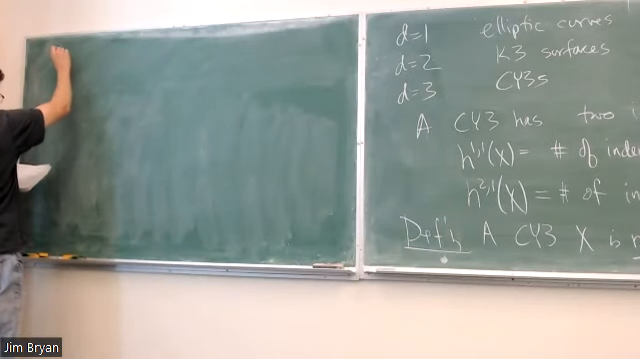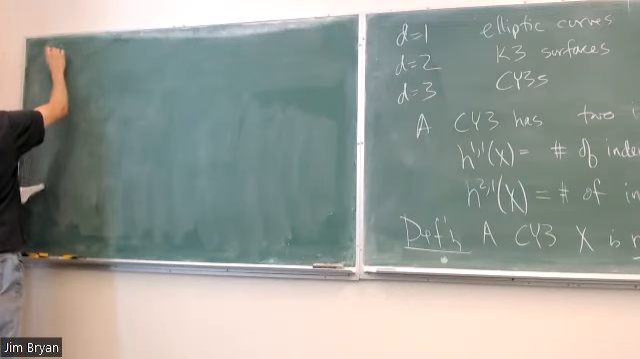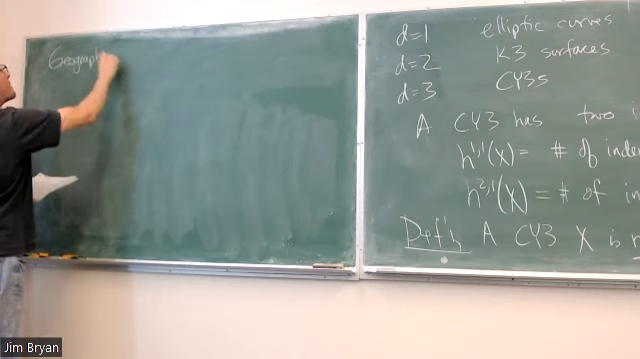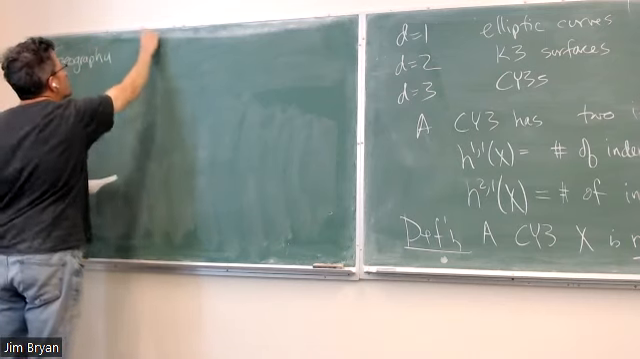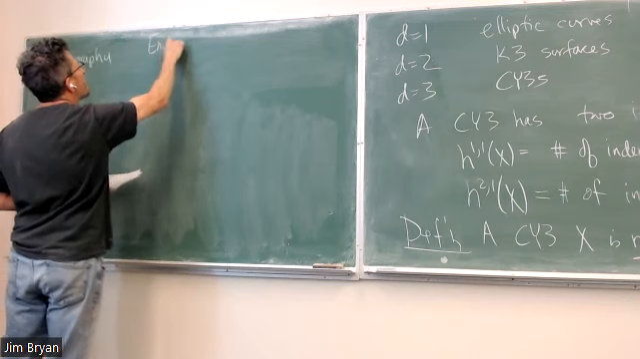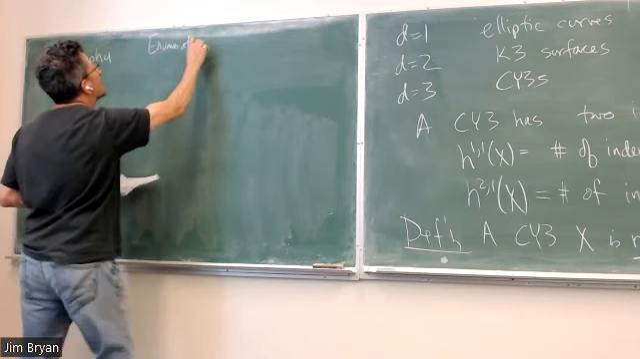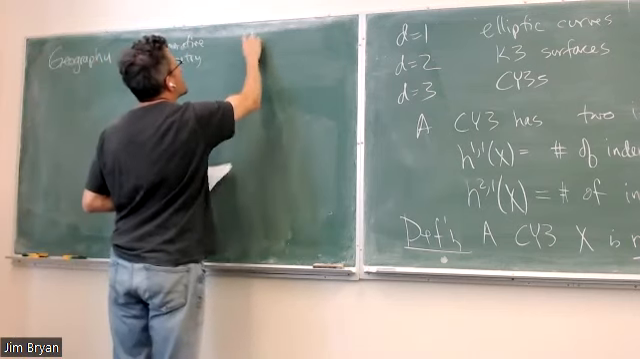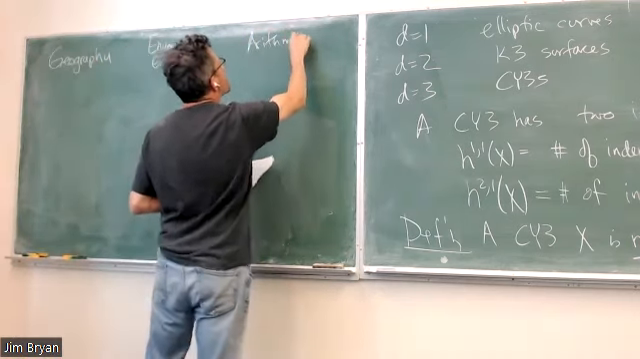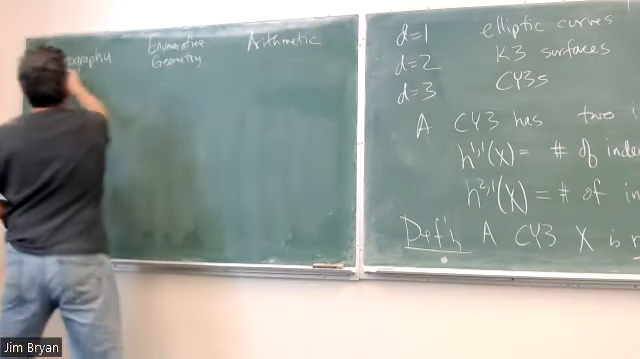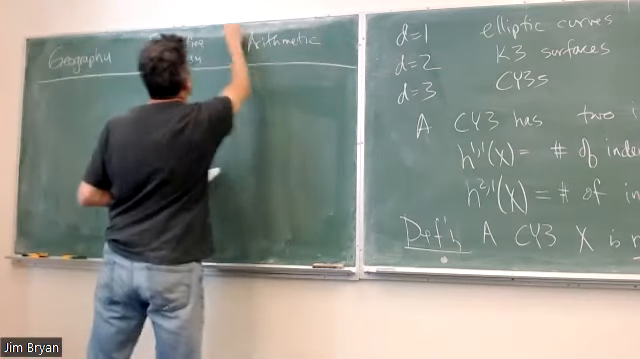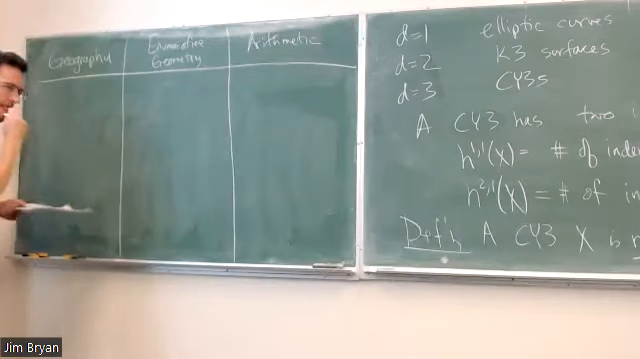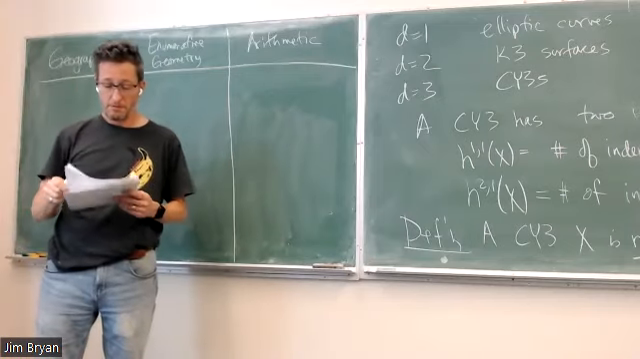So three aspects. Geography, I'm going to put it, all right, let me see if I can get this three things here: enumerative geometry, and arithmetic. All right, let's hope this fits.